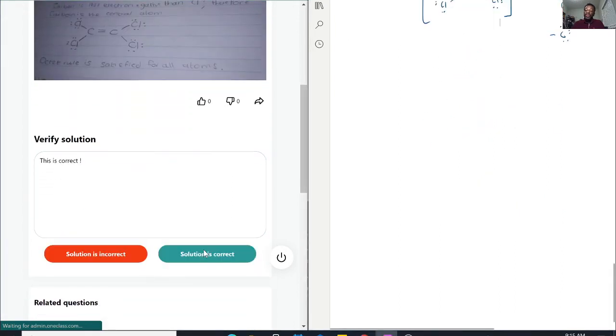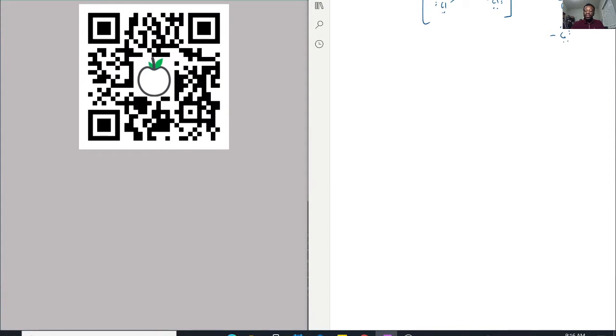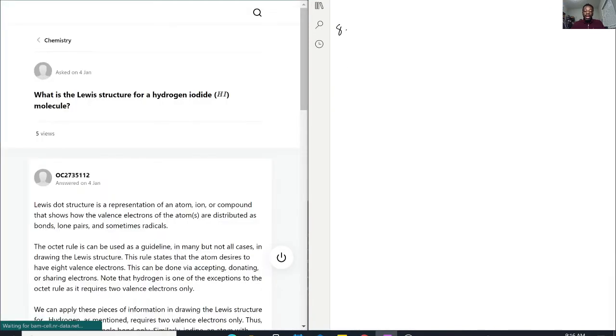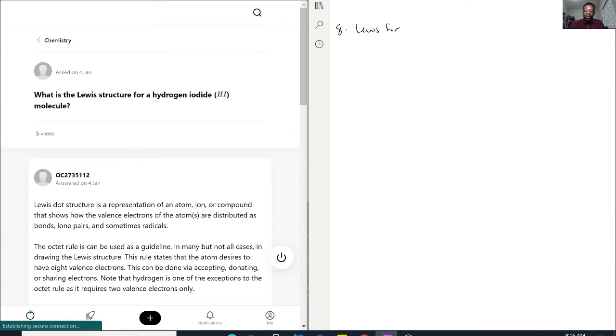Okay, now let's move on to question number 8. We have for question 8, what is the Lewis structure for hydrogen iodide molecule? Hydrogen iodide. Okay. So this is a quick recap.